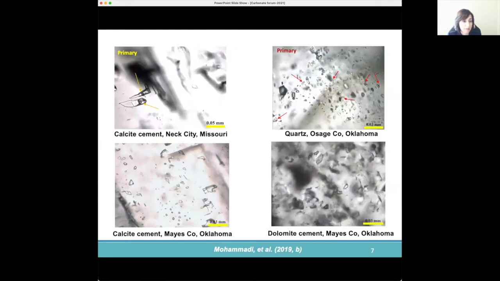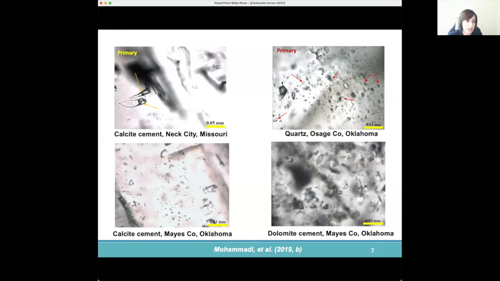I also observed one-phase and two-phase fluid inclusions, vapor and liquid, in open space filling cement such as calcite, dolomite, and quartz. We used a cooling and heating process to obtain their salinity and minimum trapping temperature of the paleo fluids, which we call homogenization temperature.